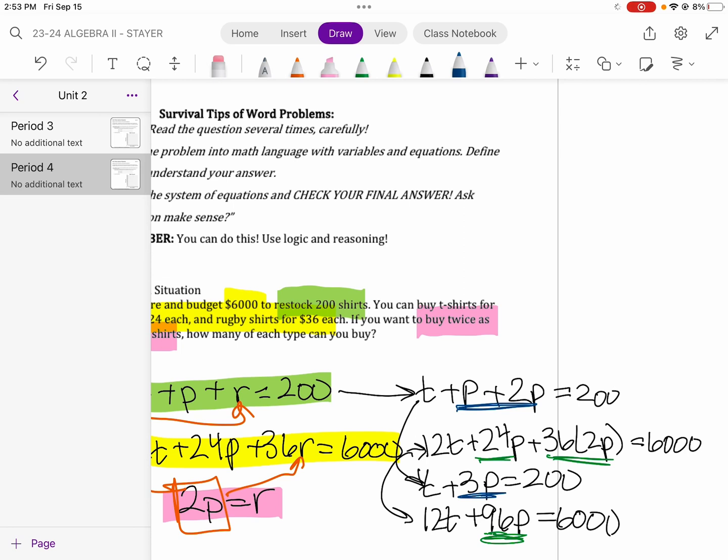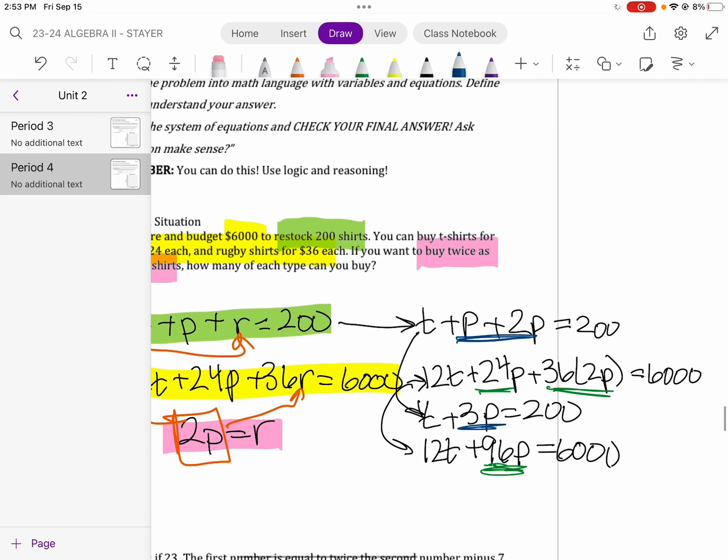What do you think? What do you want to choose to do to eliminate either the T or the P? If you eliminate with these two right here, you could multiply the first equation by negative 12 to get rid of the T. That makes perfect sense.